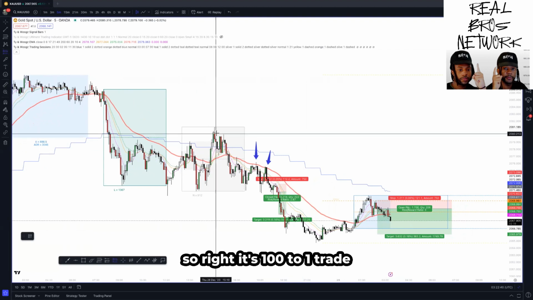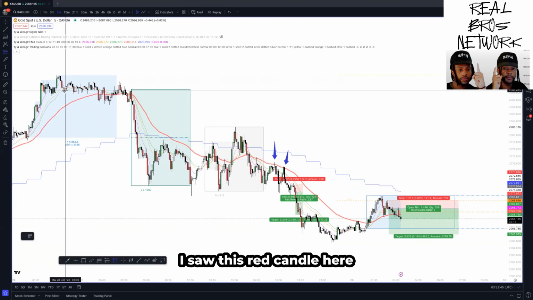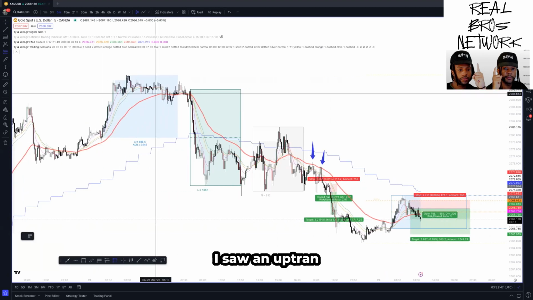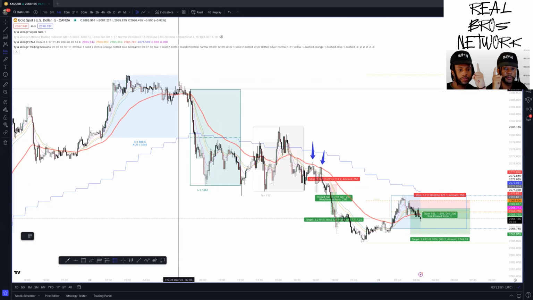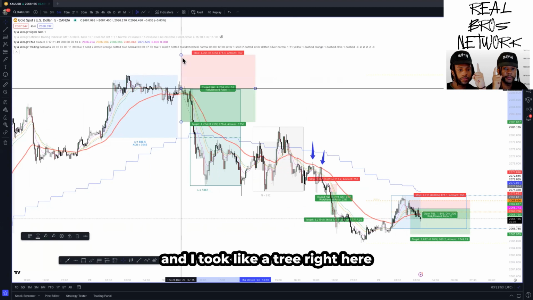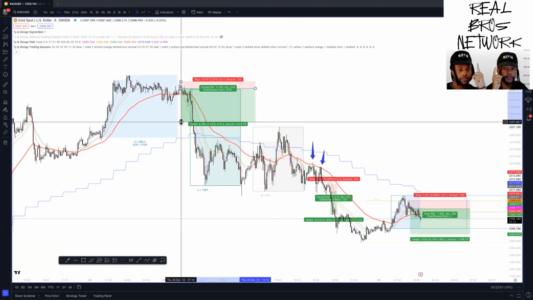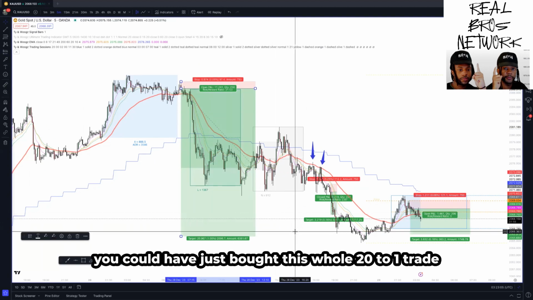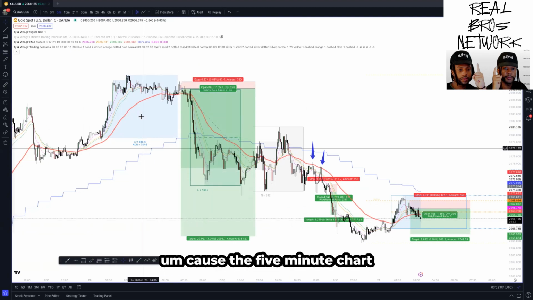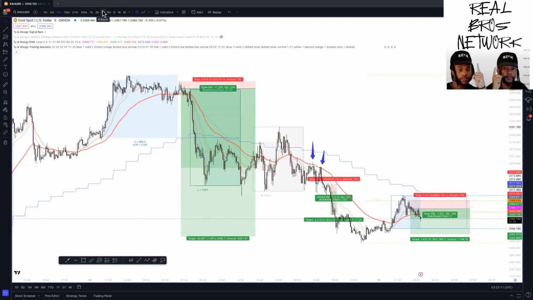So right here, this is a 100-to-1 trade. Let's say I saw this red candle here. I saw an uptrend. I saw price going into a trading range, dip below the red line, come back up, and I took a trade right here. I saw a red candle up here and I took this. Even this is not 100-to-1, this is a 20-to-1 trade. You could have called this whole thing a 20-to-1 trade, because this is the 5-minute chart. I'll have to go to a bigger chart for 100-to-1.